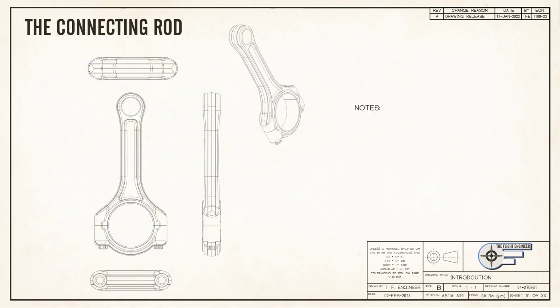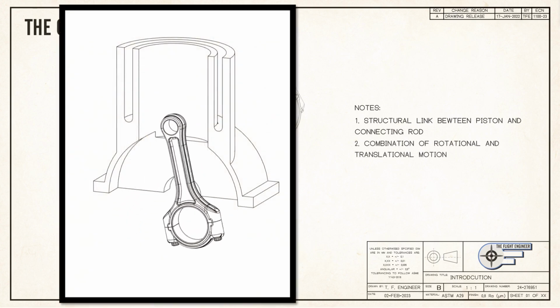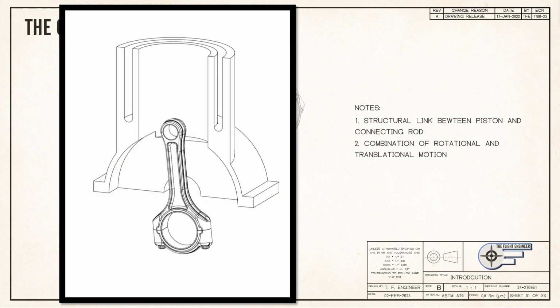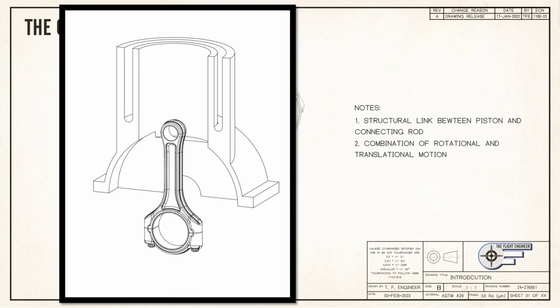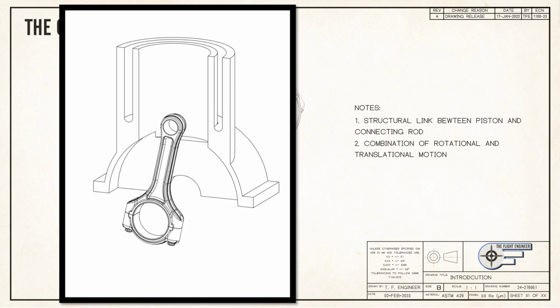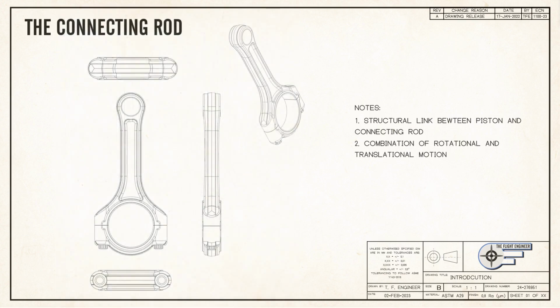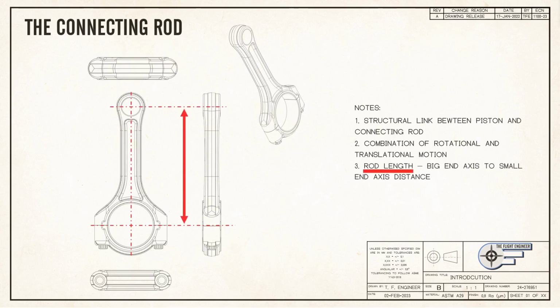Finally, we'll look at the connecting rod. This is the structural link that transmits force between the piston and crank. The connecting rod operates in a complex combination of translational and rotational motion. For these reasons, it's one of the most dynamically loaded components in an engine, but we'll talk more about that in the next video. The critical dimension of the con rod is rod length, or the center-to-center distance from the big end that mounts to the crank's rod journal to the small end that interfaces with the piston's wrist pin.